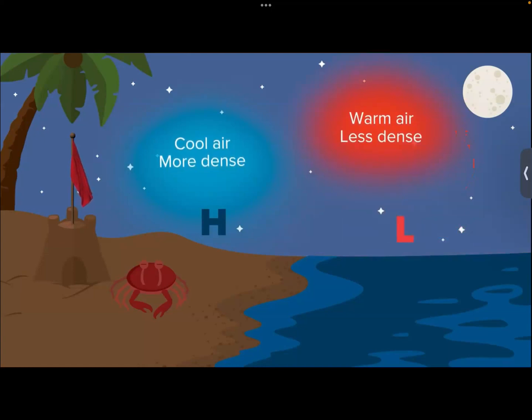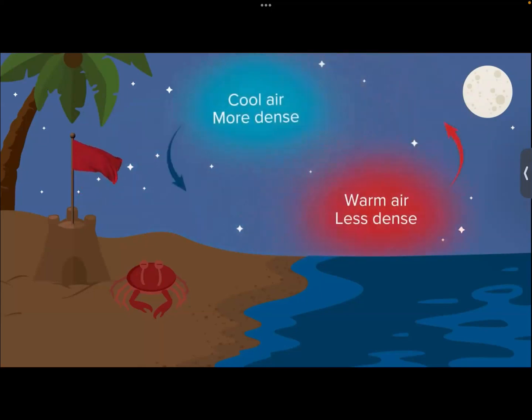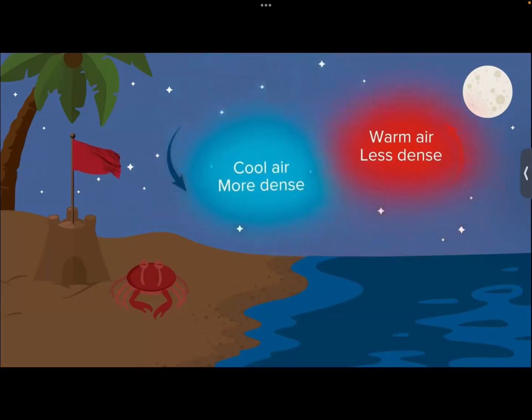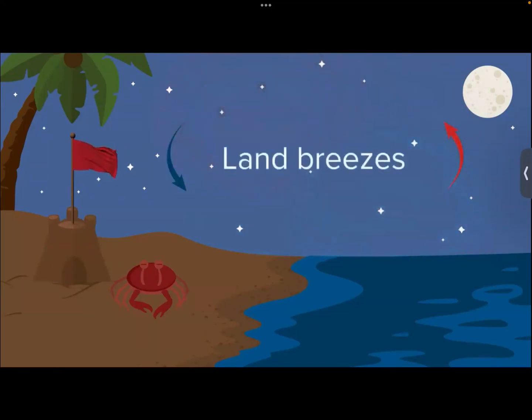At night, cool air over land moves towards lower pressure over the ocean. This air is warmed by the water and rises, and the cycle continues. Winds that blow from the land to the sea are called land breezes.